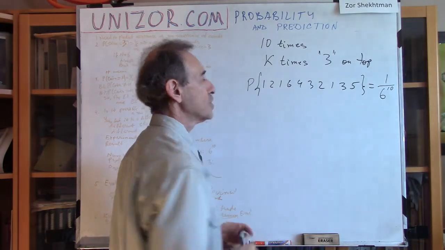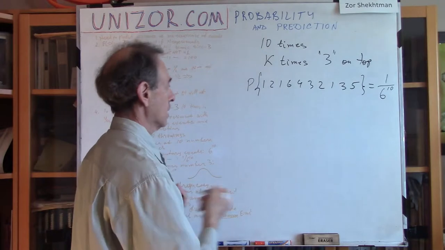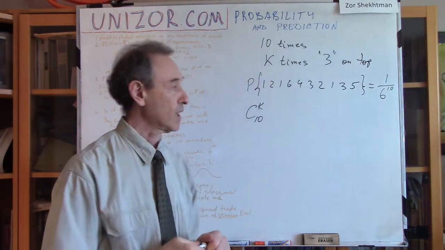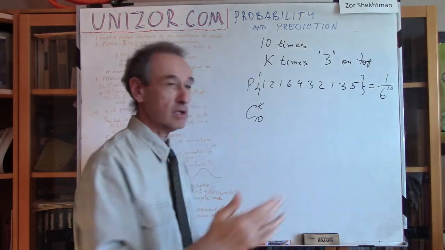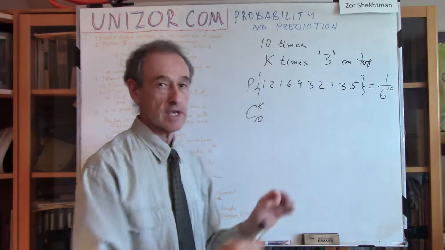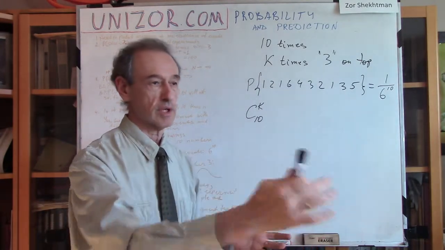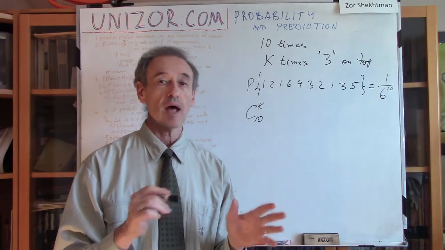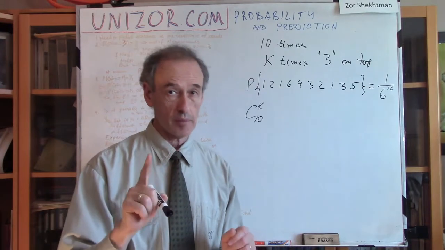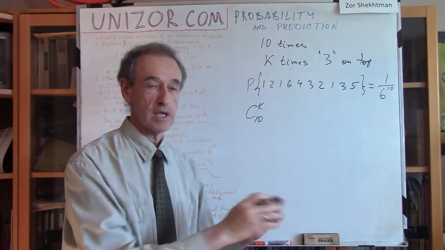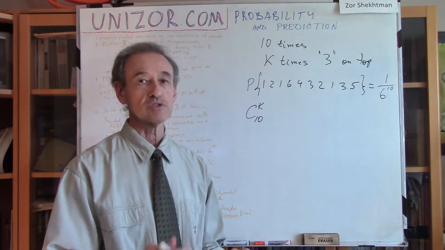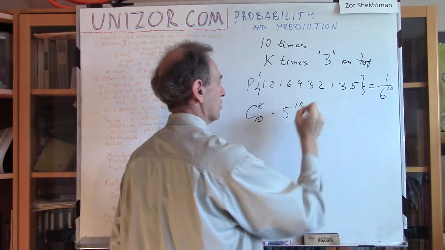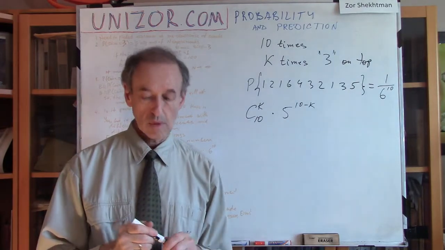First of all, we have to pick which k places the three should actually be, and that can be done in the number of combinations from 10 by k. Now, after we have chosen one particular set of k places, we place 3 there. So there is no choice, actually. It's 3 and 3 and 3 and 3, whatever. But all the other 10 minus k places can have any number except number 3, right? Because we have reserved k spaces for number 3, and the other 10 minus k spaces are supposed to be anything but 3. And there are only 5 candidates. So 5 candidates for 10 minus k places give us 5 to the 10 minus k number of combinations.